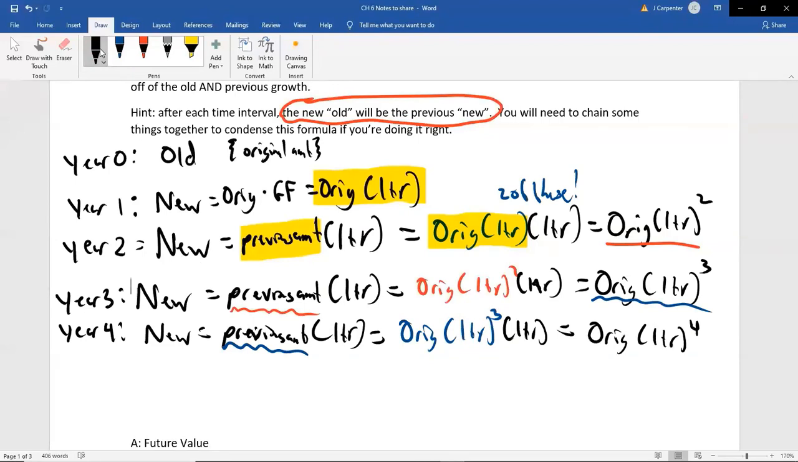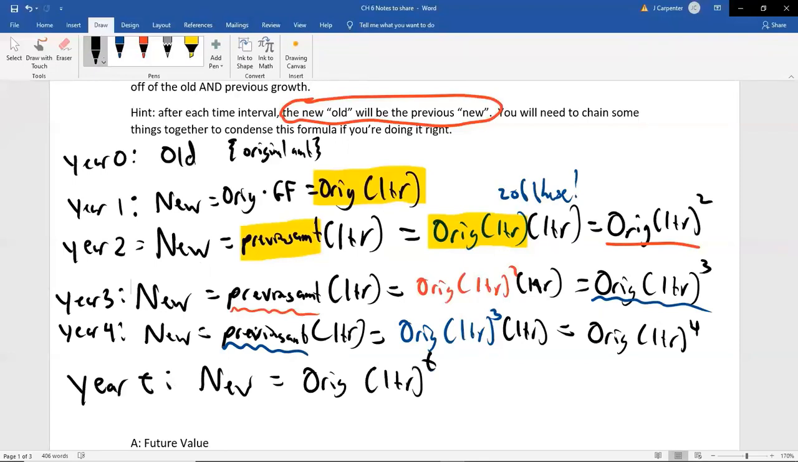So year 5 ends up being original times 1 plus r to the fifth. Year 6 ends up being original times 1 plus r to the sixth. Year 20 ends up being original times 1 plus r to the 20. Let's generalize this and say year t. See, we kind of did a process like this on that test, if you remember. The new, and let's just go straight to this. All right, so for year 4, the exponent was a 4. For year 2, the exponent was a 2. For year 1, the exponent's a 1. So if we have year t, this should just be the original amount times 1 plus r to the t.